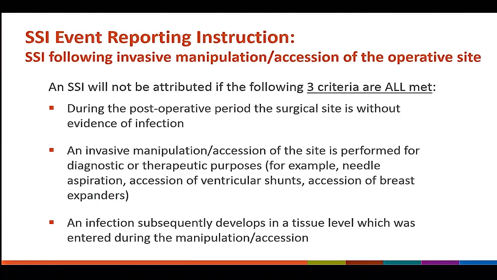Two of the most common types of manipulation or accessions that I could give examples are patients with shunts, and they have their shunts accessed for obtaining CSF. And then after these accessions, the patient develops an infection. And also another common example would be breast expanders. Fluids are placed into the expander in the provider office, and this can be a risk every time they do that for the patient developing an infection.